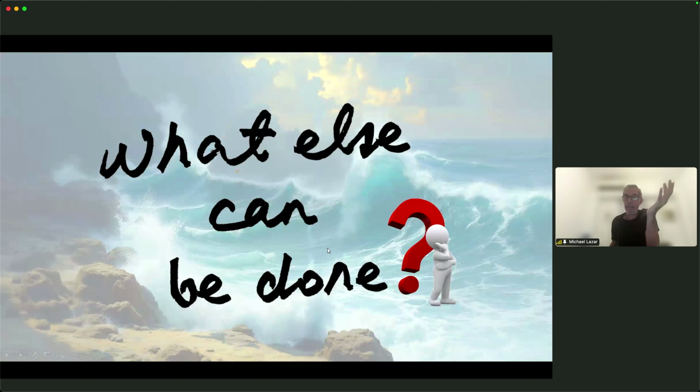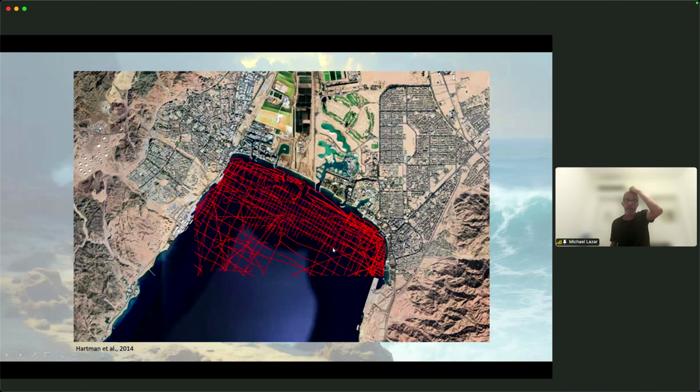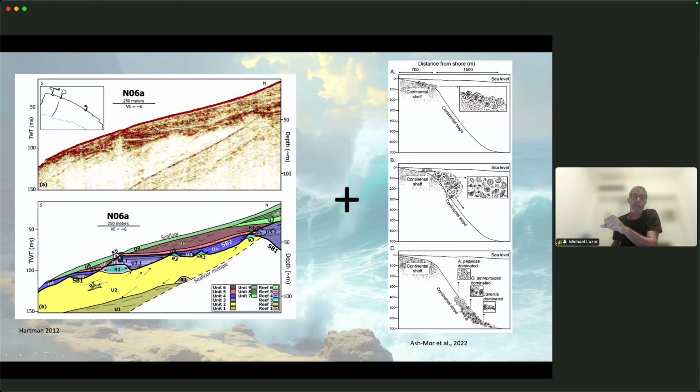What else can be done? Well, as a geophysicist, obviously, we look for geophysical data. This is the geophysical data from the Gulf of Eilat, from the Gulf Head. On top you see an uninterpreted section; at the bottom you see the interpreted section. If we want to examine the period that we're talking about in geophysical data, we need even higher resolution data. We need the top 10 meters.